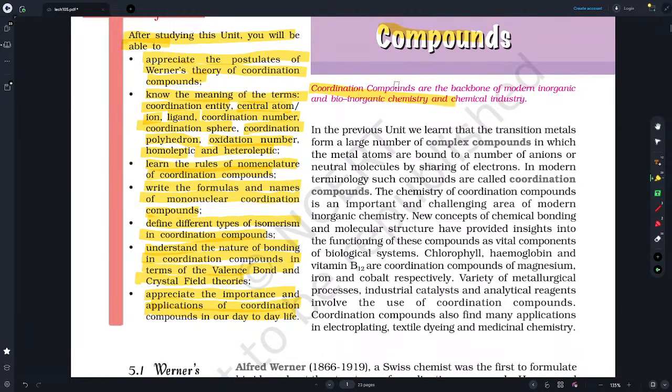Coordination compounds are the backbone of modern inorganic and bioinorganic chemistry and chemical industry. In the previous unit, we have learned that the transition metals form a large number of complex compounds in which the metal atoms are bound to a number of anions or neutral molecules by sharing of electrons. Let's read again. Transition metals form a large number of complex compounds in which the metal atoms are bound to a number of anions or neutral molecules by sharing of electrons.